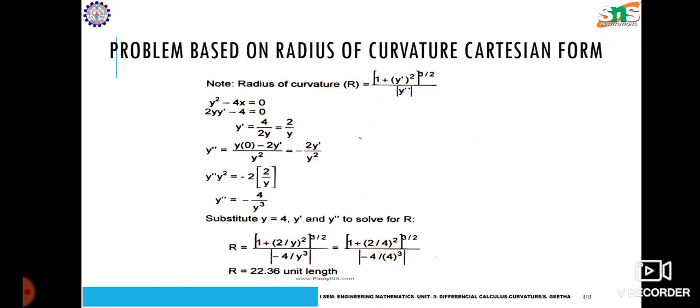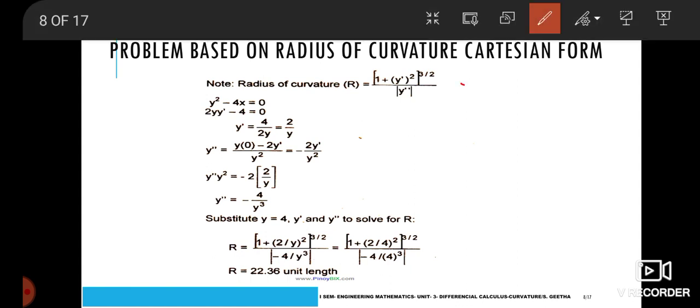Shall we see one problem based on the radius of curvature in Cartesian form? We have to remember the formula: 1 plus y dash the square whole power 3 by 2 by modulus of y double dash. This is our equation, y square equals 4x.